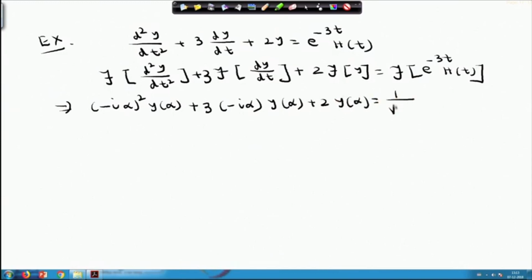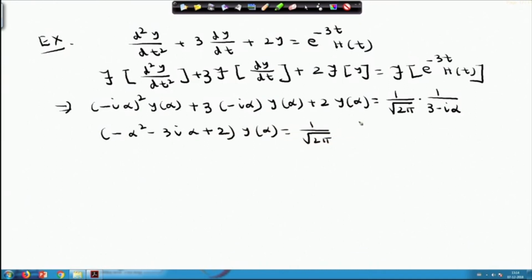and the right side value we have done already: 1 by root 2 pi into 1 by (3 minus i alpha). The Fourier transform of e^(-3t) into h(t), this we have done already using that property. So, you can write down (-alpha² - 3i alpha + 2) Y(alpha) equals 1 by root 2 pi into 1 by (3 minus i alpha).